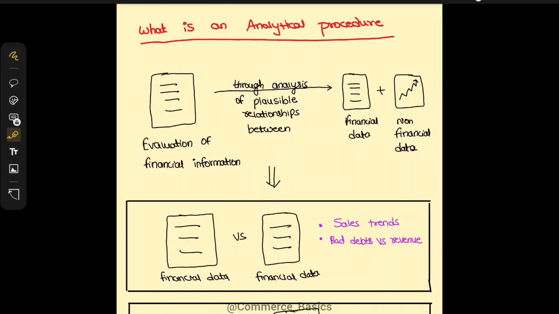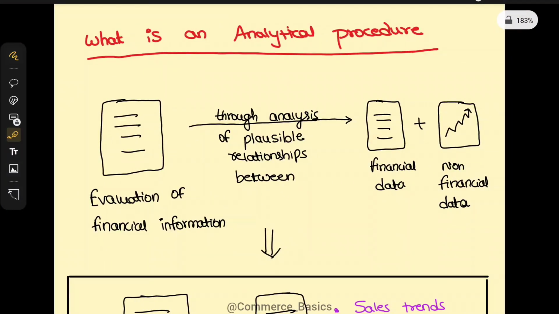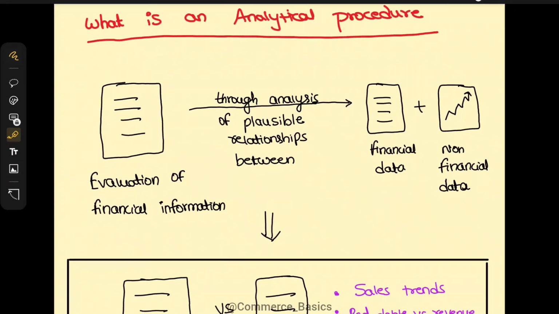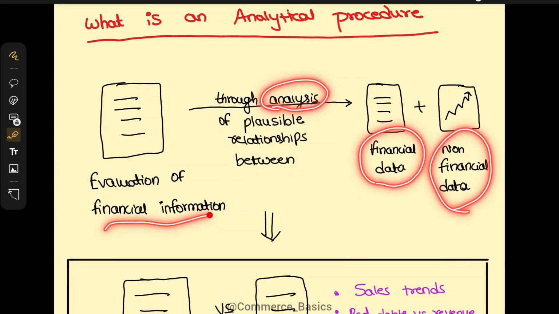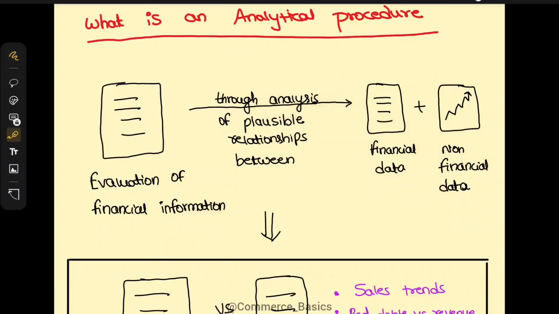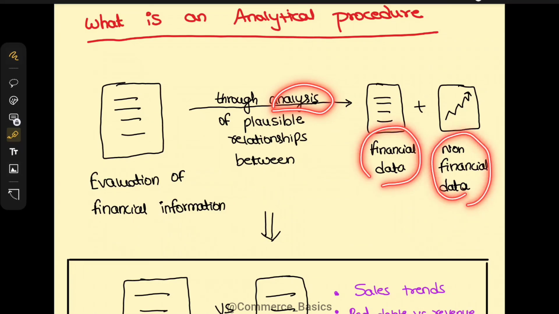So let's start. The first thing is, what is an analytical procedure? When you hear analytical procedure, there is a lot of confusion for a lot of students. The analytical procedure is the evaluation of financial information. First, you have some financial information and you're trying to evaluate it, to understand it. And for that there are different methods. Analytical procedure is one of the methods where you understand the financial information through analysis of other financial data or non-financial data.